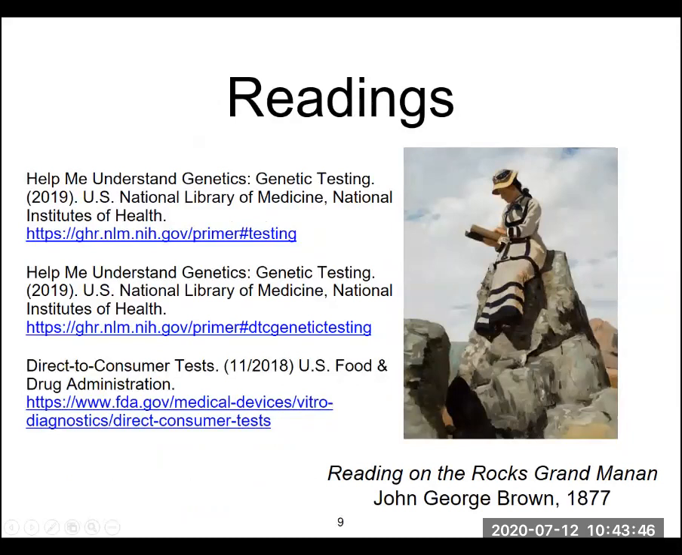And so the readings for this half of the lecture talk a little bit more about these concepts of genetic testing: Help Me Understand Genetic Testing from the National Institutes of Health, National Library of Medicine. Actually, I've got this in there twice. One is the testing process. One is the direct-to-consumer genetic testing. And then I also have an article for you to take a look at the direct-to-consumer tests as described by the U.S. Food and Drug Administration.